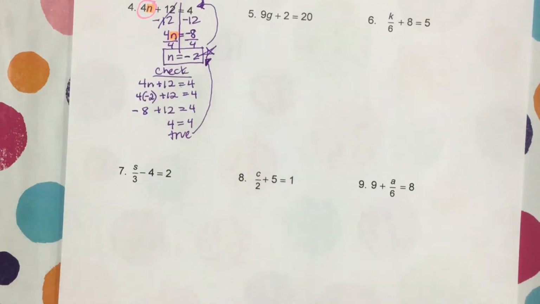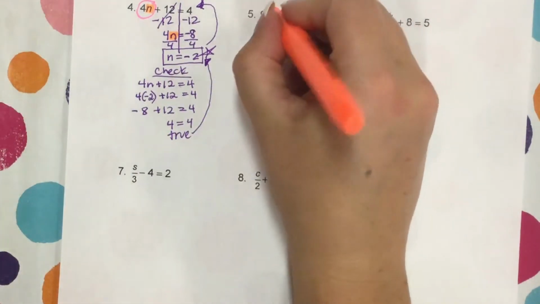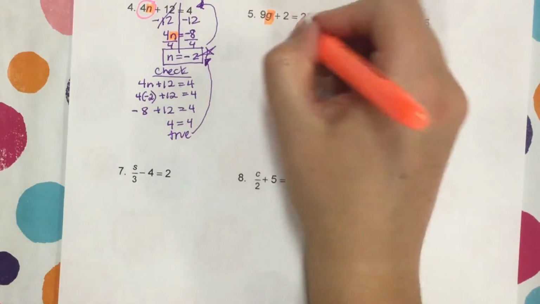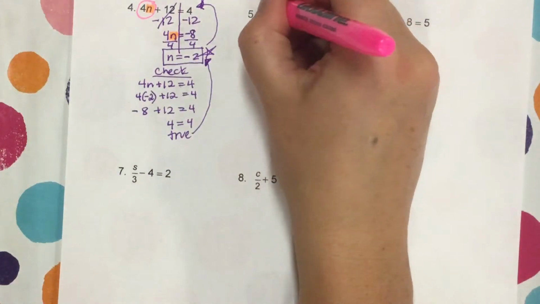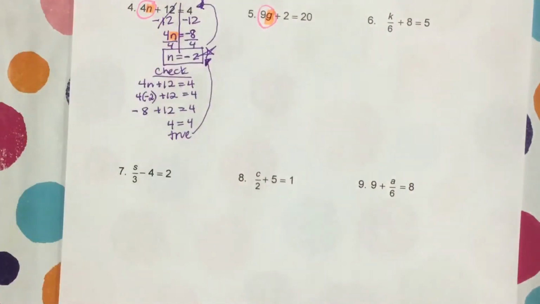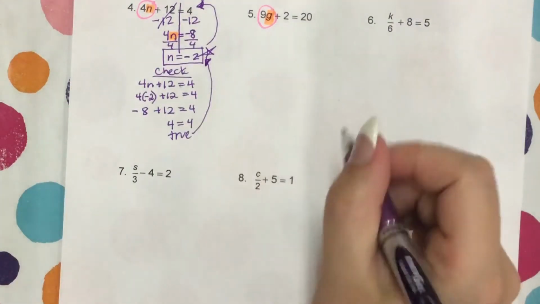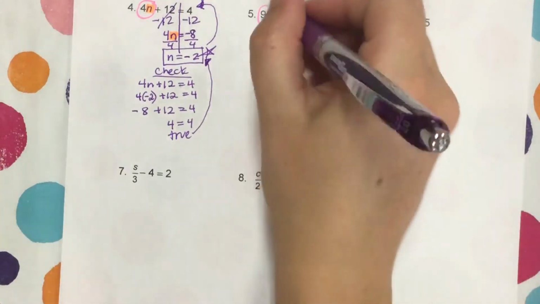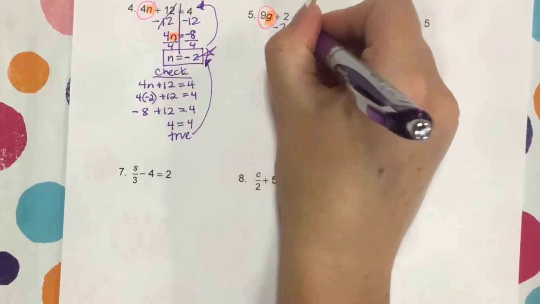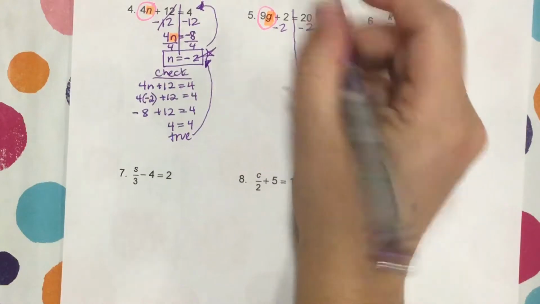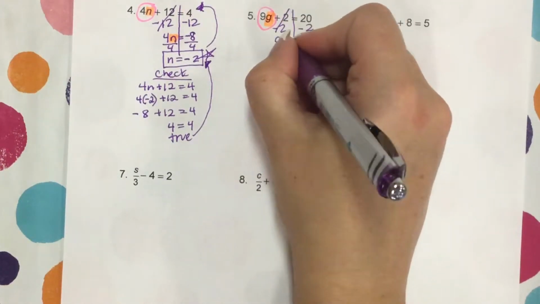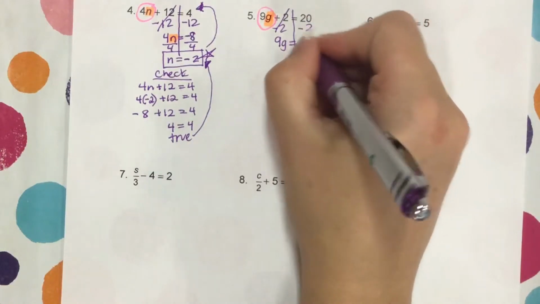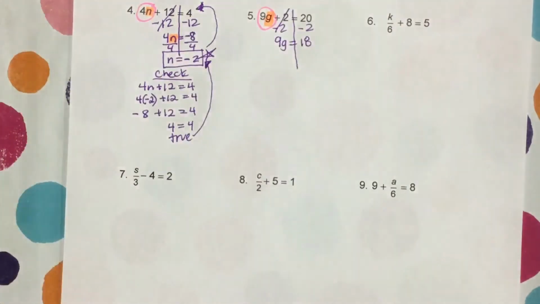Okay, we are doing 9g plus 2 equals 20. So remember, we're going to save this 9g until the very end. So we're going to get rid of this positive 2. The inverse of positive 2 would be negative 2, to both sides of the equation. Positive 2 and negative 2, that's 0. We have 9g here. And 20 minus 2 would be 18.